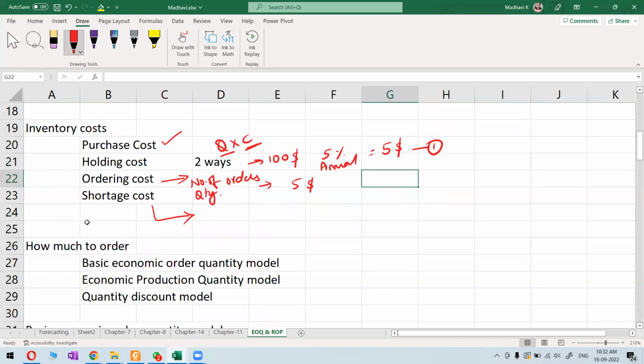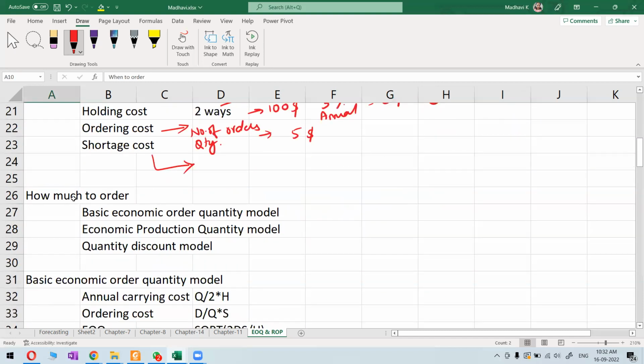Now, when we dig deeper into this, how much to order? The quantity to be ordered can be determined in three different ways: the basic economic order quantity model, the economic production quantity model, and the quantity discount model. But for us, only the first is in scope, and this is the easiest way of calculating it in practical scenarios also. So the whole meaning of economic order quantity is: what is the quantity to be ordered to keep the costs at the lowest possible value? That is economic order quantity.